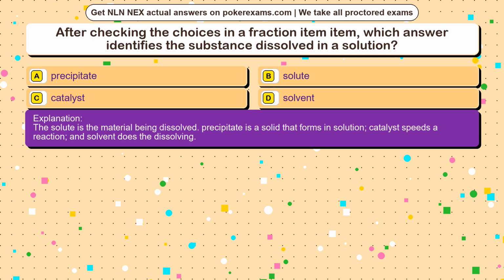The solute is the material being dissolved. Precipitate is a solid that forms in solution, catalyst speeds a reaction, and solvent does the dissolving.